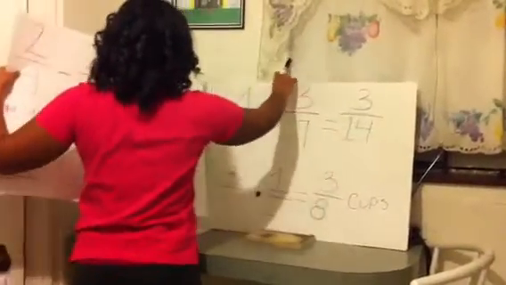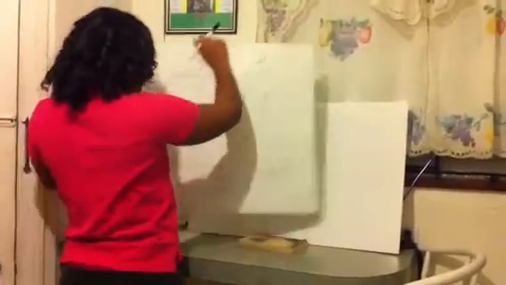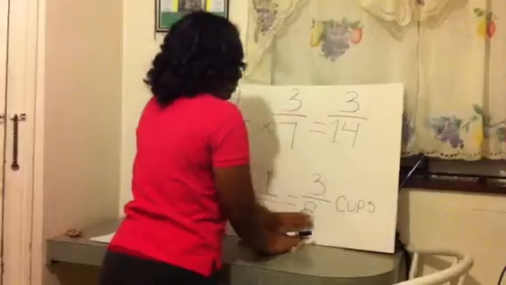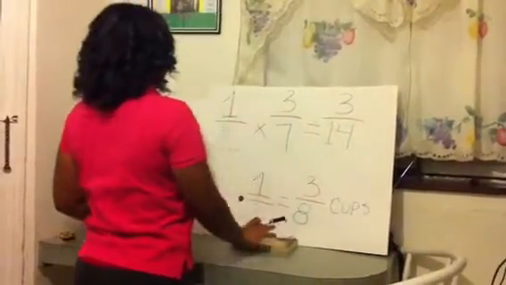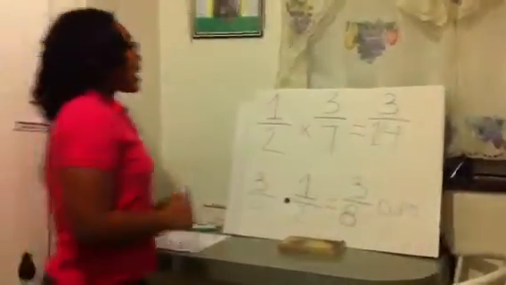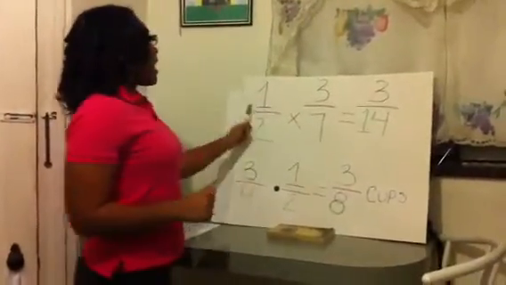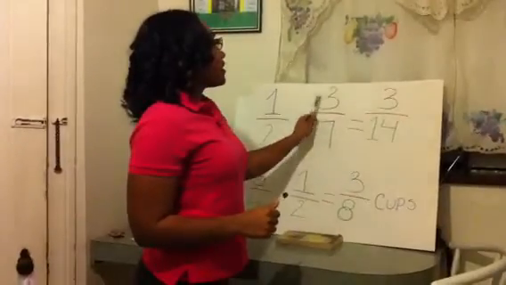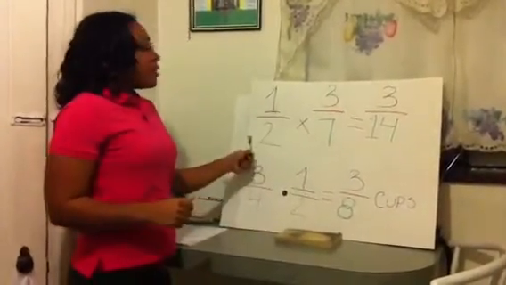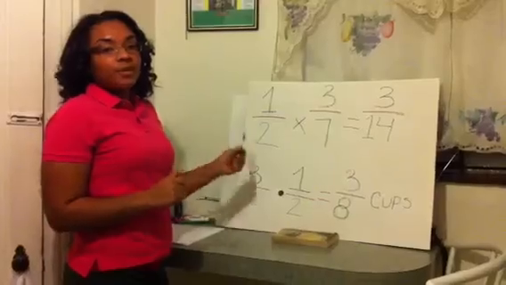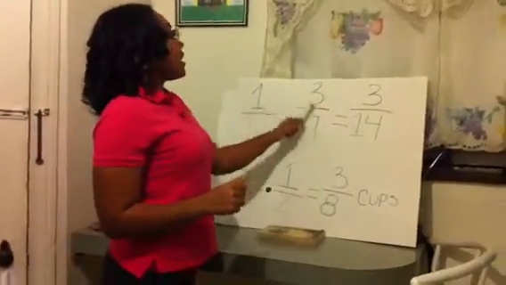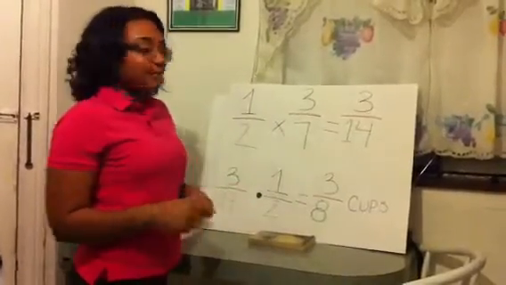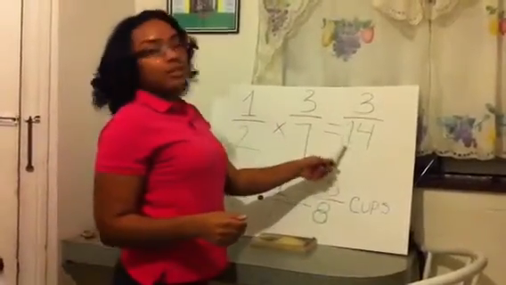Next, we will be multiplying fractions. This is very simple. I have 1/2 times 3/7. When you are multiplying fractions, you just multiply straight across. So, 1 times 3 gives you 3, and 2 times 7 gives you 14. Simple. This cannot be reduced, so this is your answer.